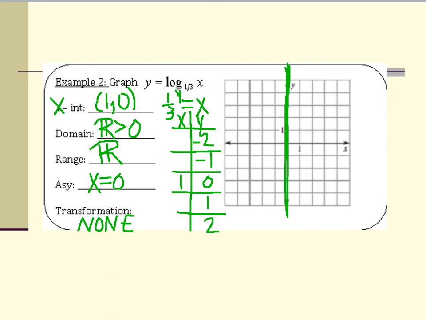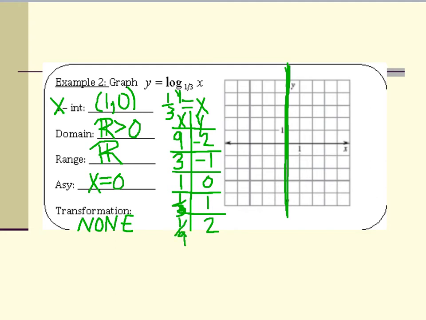And let's just do the rest of them. 1/3 to the -2nd is 9. 1/3 to the -1st is 3. 1/3 to the 1st is 1/3. And 1/3 squared, yes, 1/3 squared is 1/9.